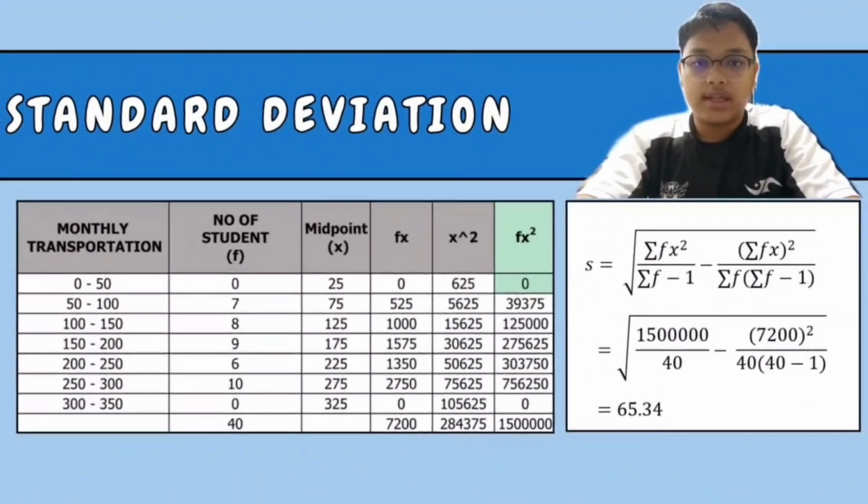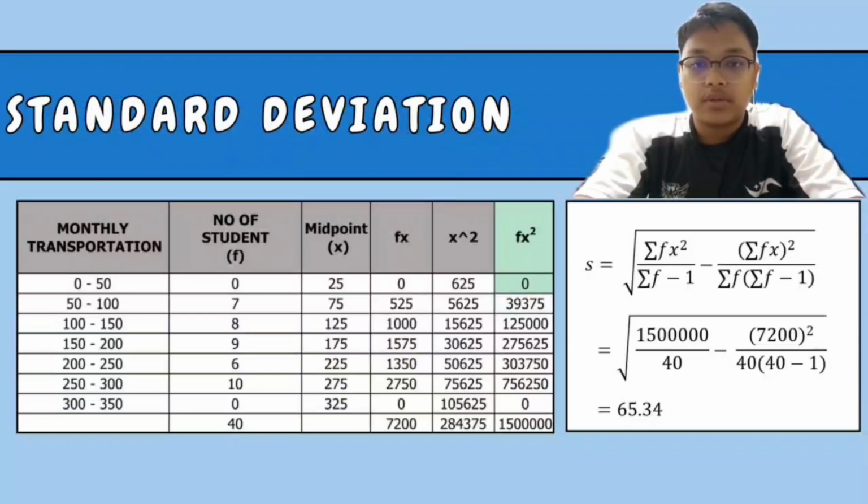Next, we calculate the standard deviation to measure how spread out the expenditure are. Look at the table. We need the information of midpoint x, frequency f, calculation for fx, and fx square. For the formula, it also looks complicated, right? But don't worry, we will solve this carefully.